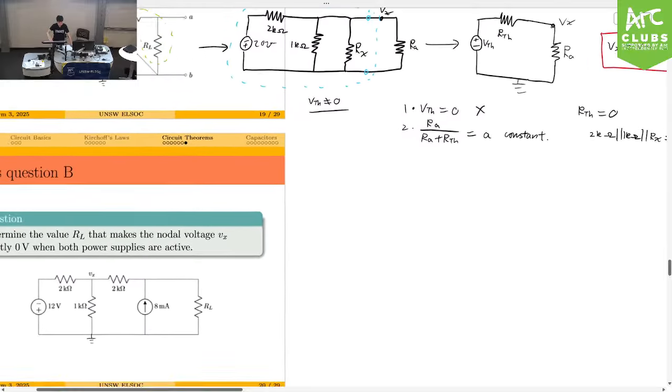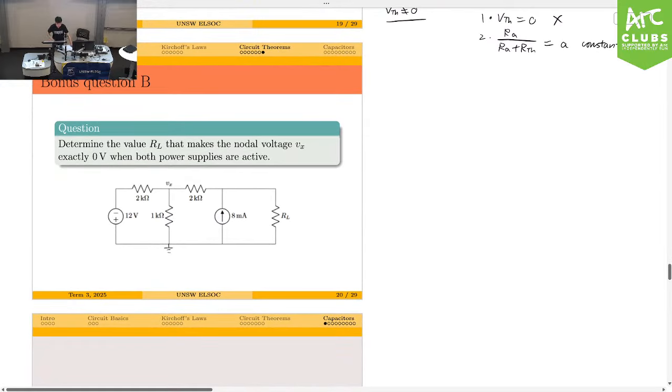Cool. Let's move on to the last question I have here. In this case, we want to find the resistance RL such that Vx equals 0 volts. Some of the methods might not be the most useful thing to do, because it's pretty difficult. The much easier way is to use either superposition or source transformation. I think the easiest way is to use source transformation. So let's do it, source transform.